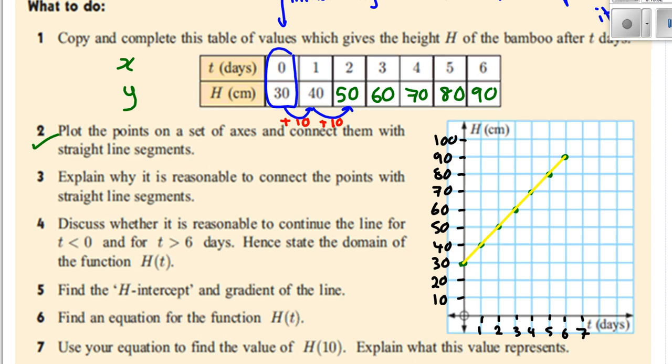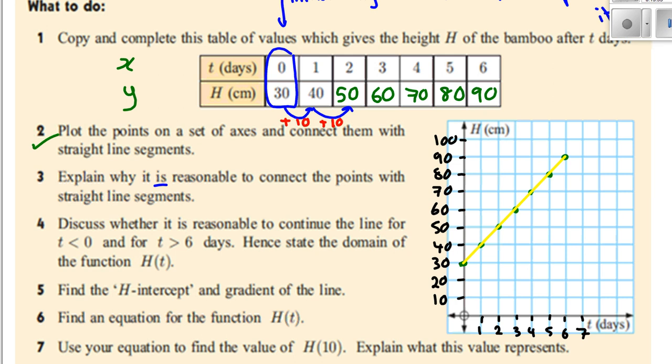So now we've answered question 2. We weren't asked to put a model or anything with it yet, so that's why I'm not putting an equation with it. Question 3: explain why it is reasonable to connect the points with straight line segments. Yeah, this is pretty broad. What's one thing you could say?